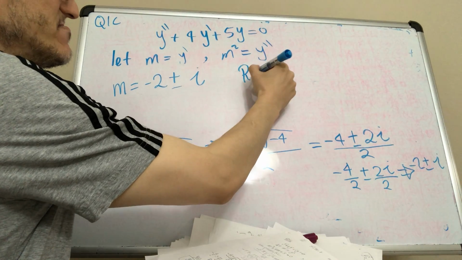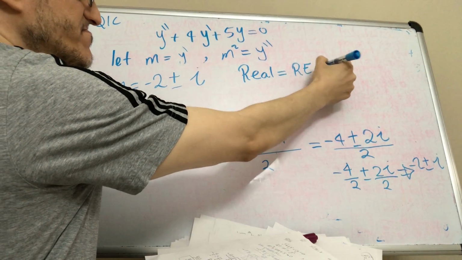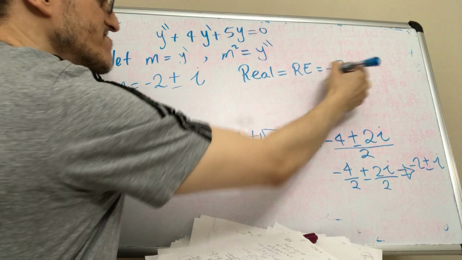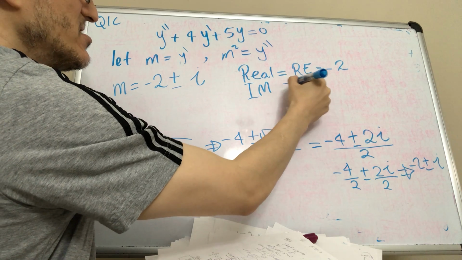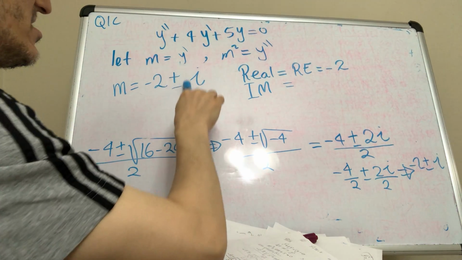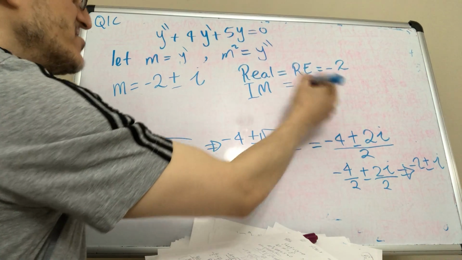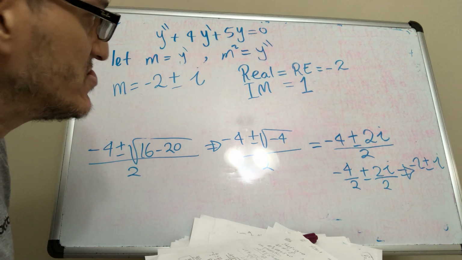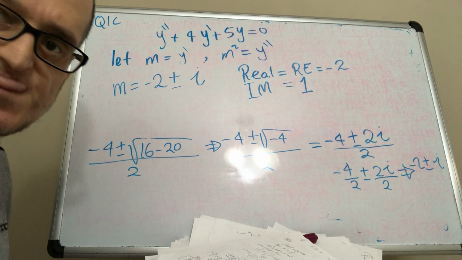So the real part of the answer, we call it Re, is the minus 2. And the imaginary part, we call it Im, is whatever the number in front of the i is, which is 1. It doesn't matter if it's positive or negative; we take the value of the coefficient, the number in front of the i.